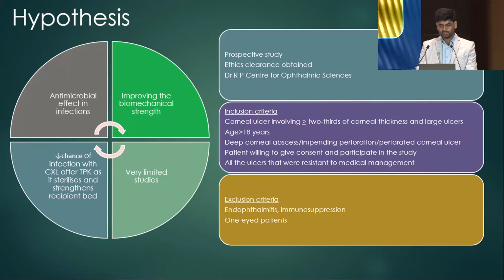We did a prospective study at RP Center for Ophthalmic Sciences, AIIMS, New Delhi. Ethical clearance was obtained. The inclusion criteria included corneal ulcer involving more than 2/3 of corneal thickness, large ulcers, age more than 18 years, deep corneal abscess or impending perforation or perforated corneal ulcer, and patient willing to give consent and participate in the study. We excluded patients with endophthalmitis, immunosuppressed patients, and one-eyed patients.